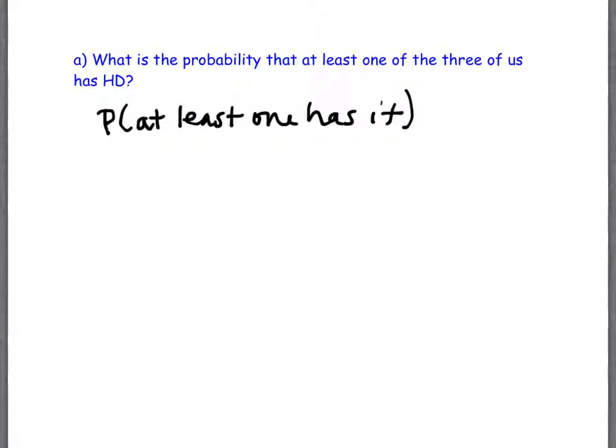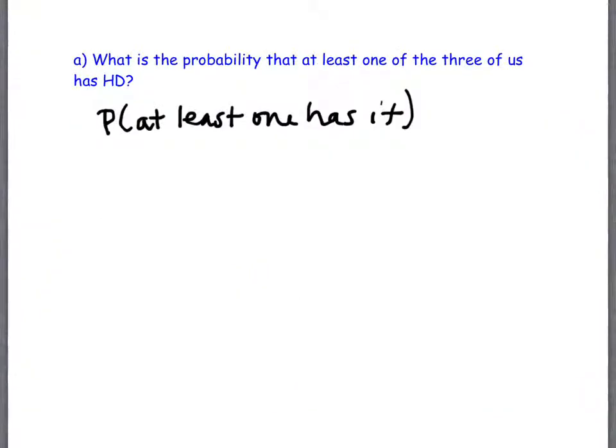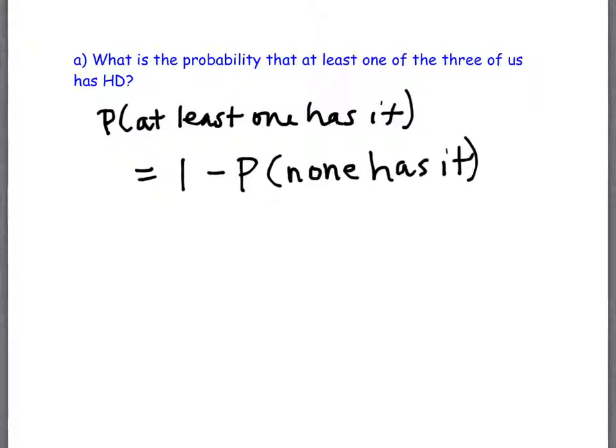There's only one branch that doesn't have that happen. It's the last branch. This last branch right down here is the only place where at least one of us doesn't have Huntington's disease. So instead of calculating 1, 2, 3, 4, 5, 6, 7 probabilities and then adding them up, what I can do is use that complements theorem that we talked about last time to say that this is 1 minus the probability that none of us has it. You can calculate it either way, but this is the simplest way to do it.